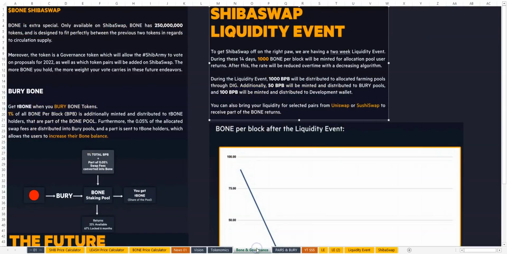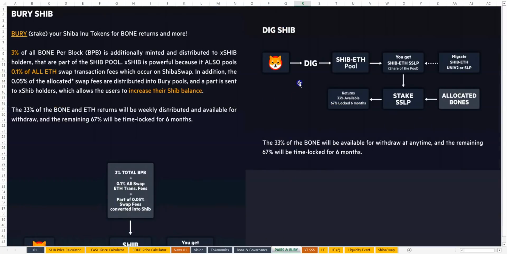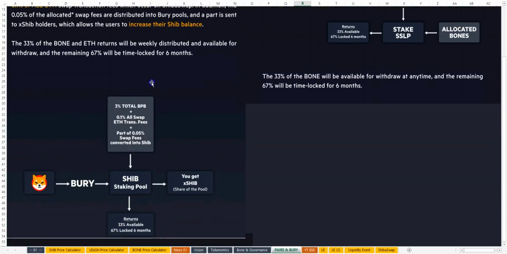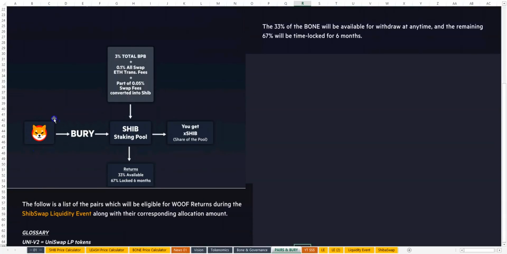Let me see if I've got a diagram. Yeah, so staking, or we call it burying in the SHIB community. When you bury it, here's your SHIB. You go into a staking pool, and your SHIB gets converted into what's called XSHIB. That's another type of token.